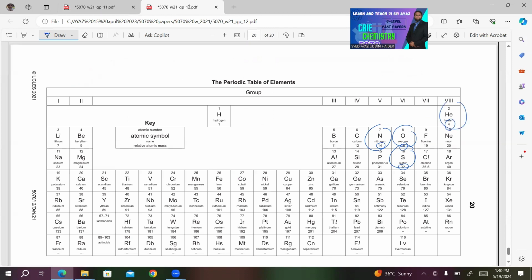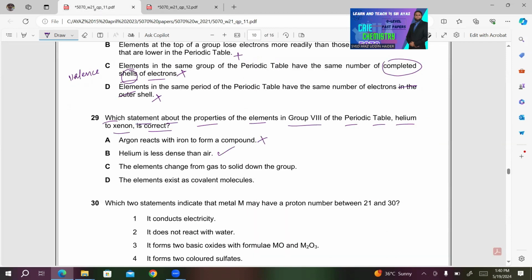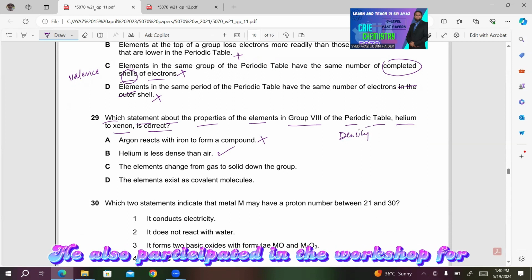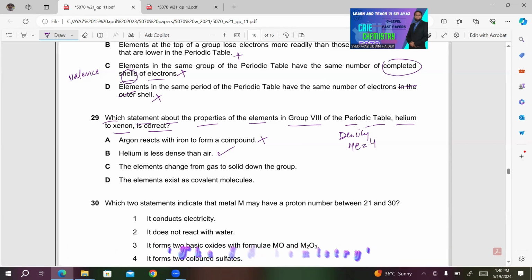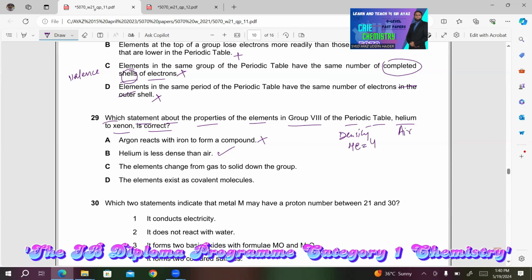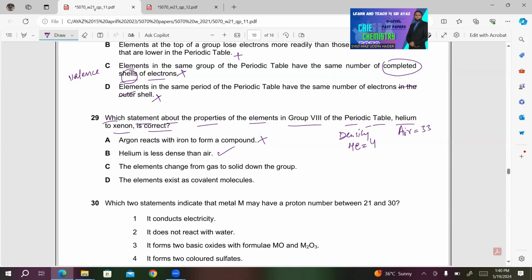Its density must be 4. And the density of air is, the density of helium is 4, air is like 33. So this looks correct to me. C. The elements change from gas to solid down the group.